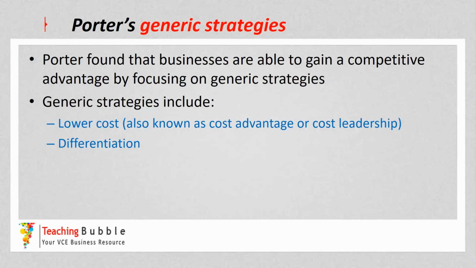The two generic strategies are the lower cost strategy, which you may also see called cost advantage or cost leadership strategies, because that's the language that Porter used in his theory. However, throughout this video, I'm going to call that strategy the lower cost strategy because that's the language that our study design uses. The other generic strategy is called the differentiation strategy. So we're going to go through each one of those individually.